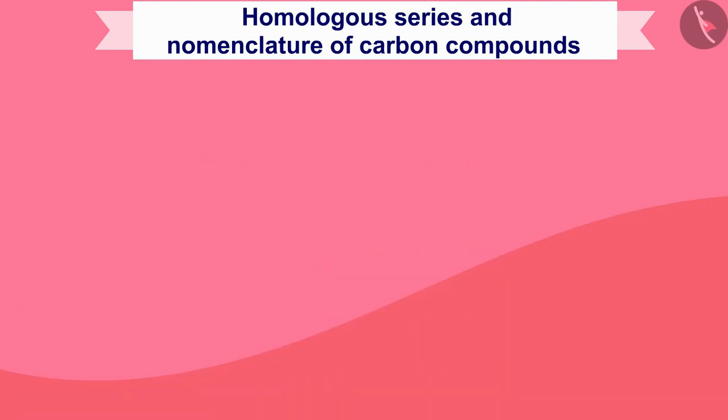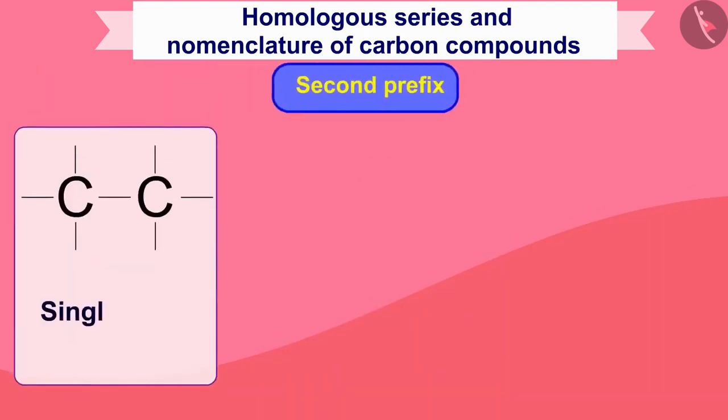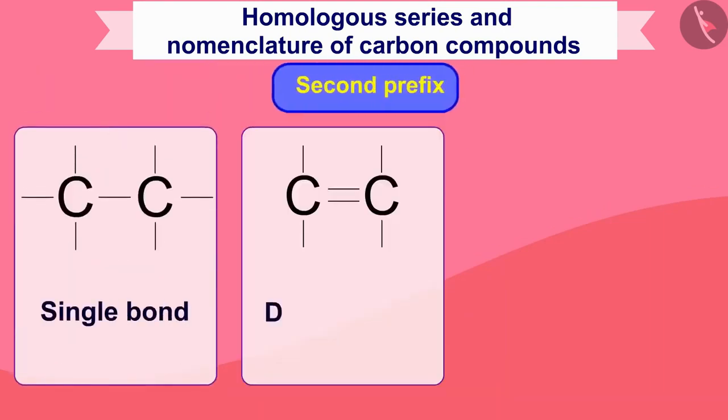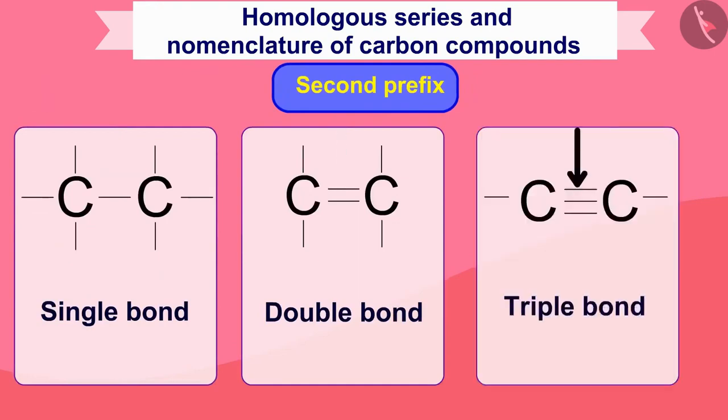Now you can see whether the carbon is having single bond or double bond in the compound or triple bond. If there is a single bond, you will write ane. If there is a double bond, you will write ene. And if there is a triple bond, you will write yne.